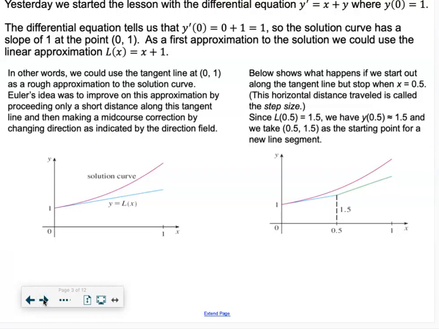All right, so you don't have to write anything on this screen. This is just kind of an intro to what we're about to get into. Yesterday we started the lesson with this differential equation, y prime equals x plus y. We're going to focus on the same differential equation again today. This is a differential equation that is unsolvable analytically, unless, like, someday you could be the ones to solve it.